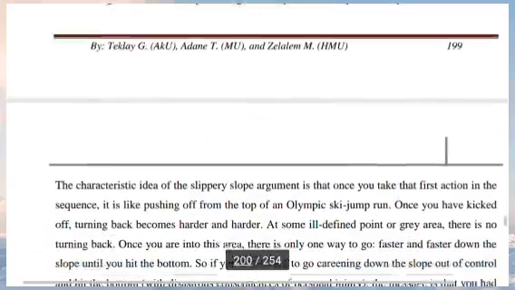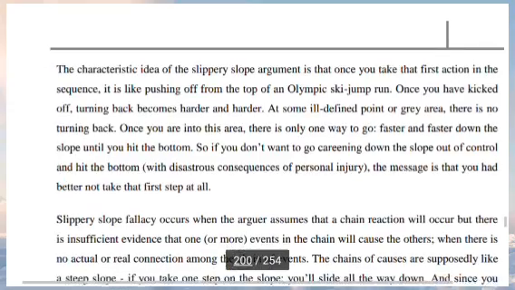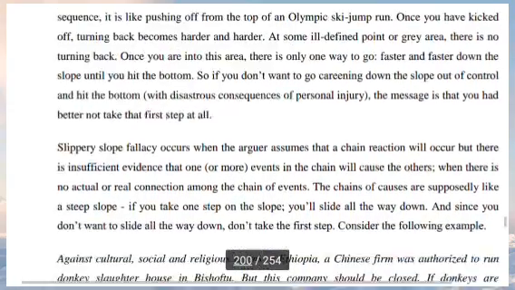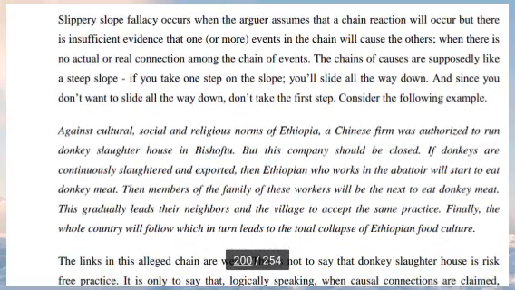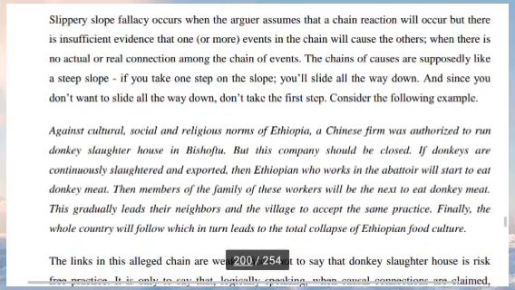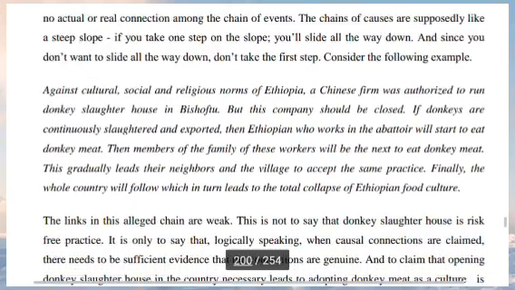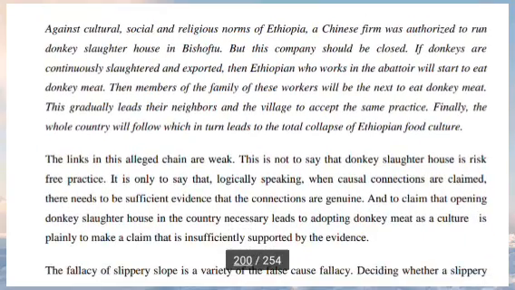For example, against cultural, social and religious norms of Ethiopia, a Chinese firm was authorized to run donkey slaughterhouse in Bishoftu. But this company should be closed. If donkeys are continuously slaughtered and exported, then Ethiopians who work in the abattoir will start to eat donkey meat. Then members of the family of these workers will be the next to eat donkey meat. This gradually leads their neighbors in the village to accept the same practice. Finally, the whole country will follow, which in turn leads to the total collapse of Ethiopian food culture.